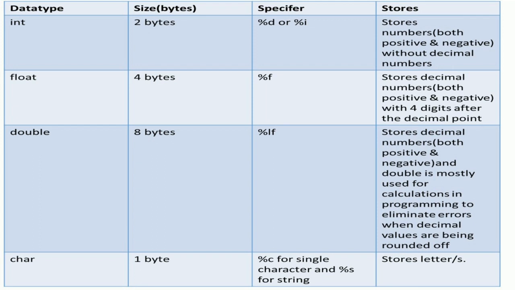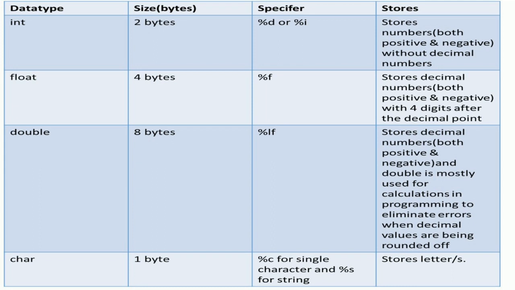Okay, so first comes integer type of data type. It stores 2 bytes of memory, and in scanf statement its specifier is %d or %i. It stores numbers both positive and negative without decimal digits. If you talk about float, it stores 4 bytes of space and its specifier is %f.